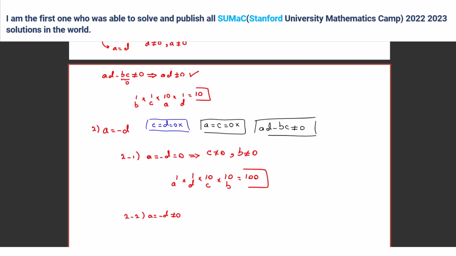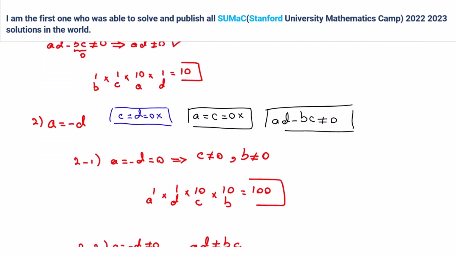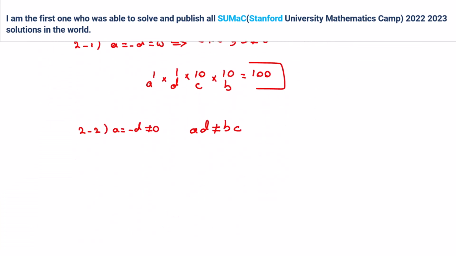A is equal to negative D, they are not equal to 0. So this condition is satisfied, this condition also is satisfied, right? We should only pay attention to this condition, that AD shouldn't be equal to BC, okay? We can use the complement rule. Here, if we don't consider this condition and in the end subtract it from this one, how many cases are there for ABCD?